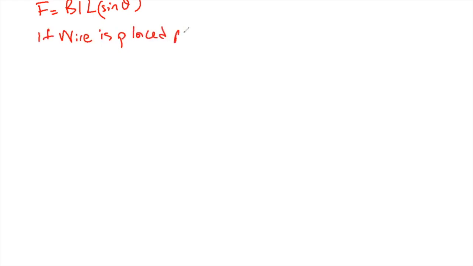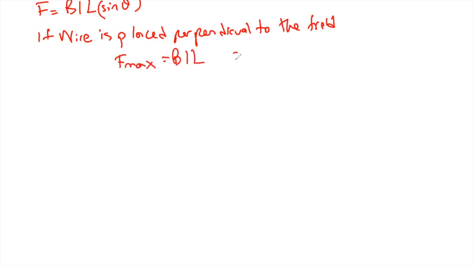Okay, so that leads us to F is equal to BIL sine theta, because I just showed you that force is proportional to sine theta. And thus, if the wire is placed perpendicular to the field, you're going to have maximum force, F max, and that is BIL, because we know that sine 90 is equal to 1. That's basic math.